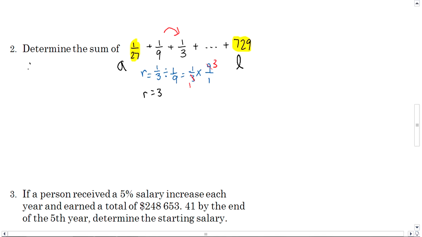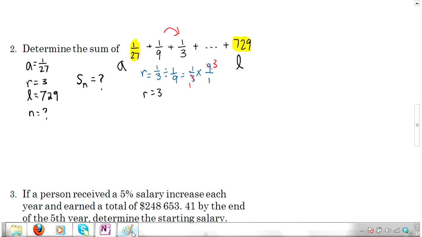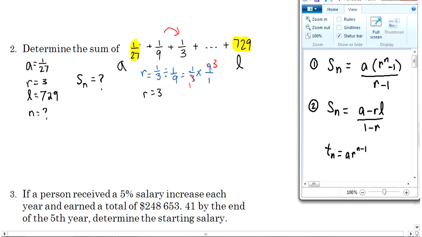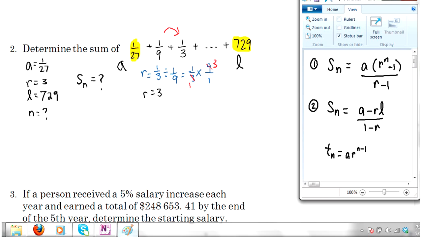Okay, so let's write out the information. A is equal to 1/27. R is equal to 3. L is equal to 729. And we are trying to find S. Do we know N? We don't know how many terms that is. You could find out N if you wanted to, but it might not be necessary. So I've got A, R, L. Oh look, there's an N in the first formula, so I can't use it. Let's go to the second one. I have L and I have R as well, so I don't really need to find N. Let's just use the second formula.